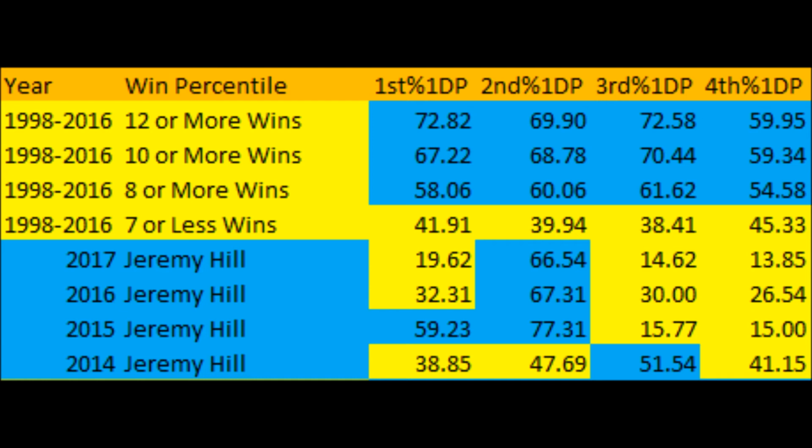But he's also really, really inconsistent. What you really want to see when it comes to this data is a back that is doing pretty well on first down, second down, and third down. And the one thing you can say about Jeremy Hill is he's never really been consistent.